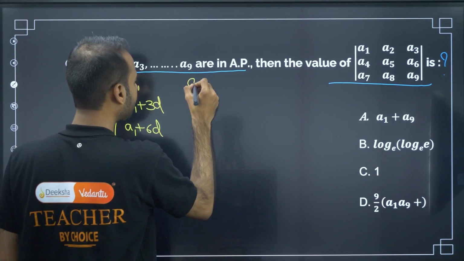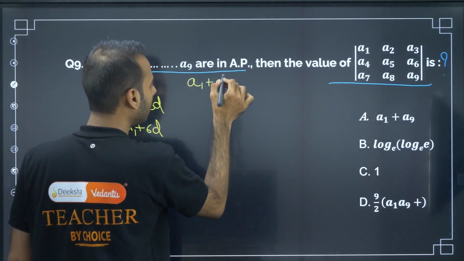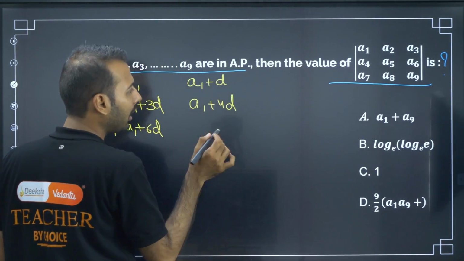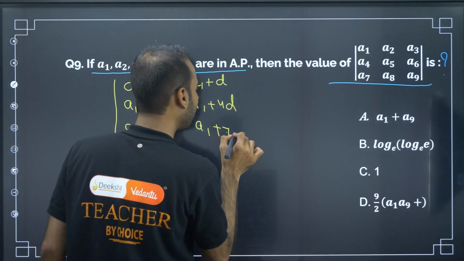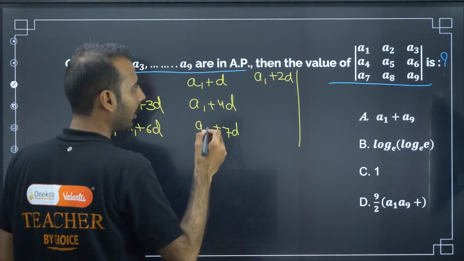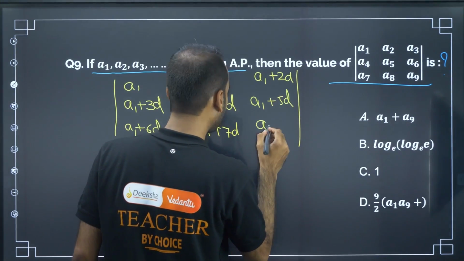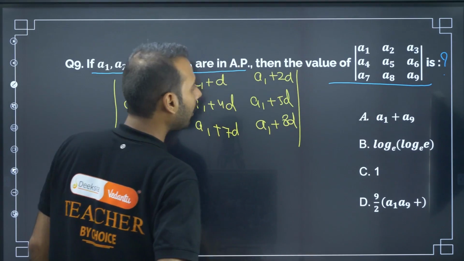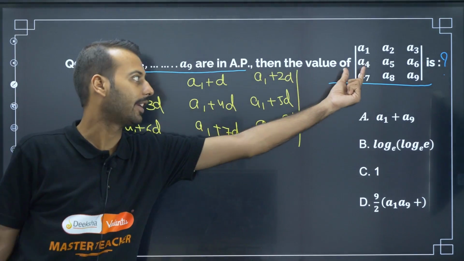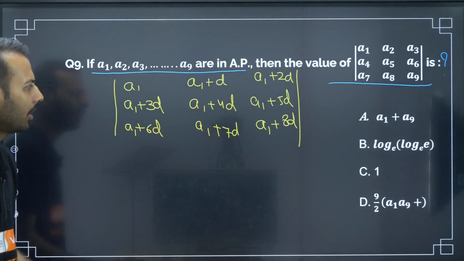Next, a2 is a1 plus d. Next, a5 is a1 plus 4d. Next, a8 is a1 plus 7d. Next, a3 is a1 plus 2d. Next, a6 is a1 plus 5d. a9 is a1 plus 8d. Now whatever determinant they have given, I have just written it, no creativity, nothing, I am writing the same thing here.